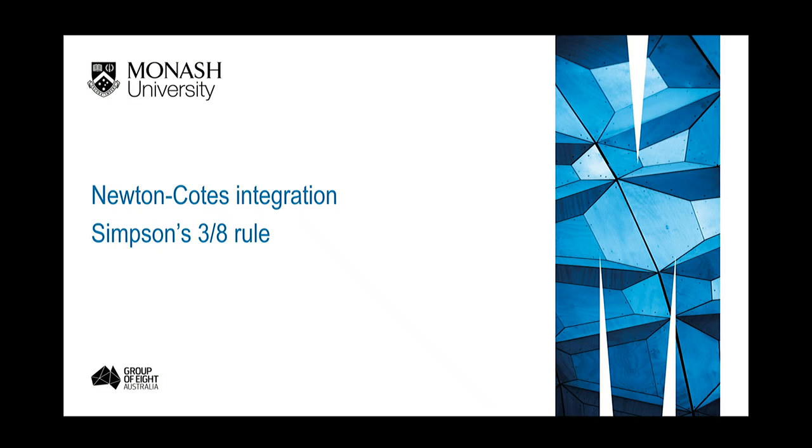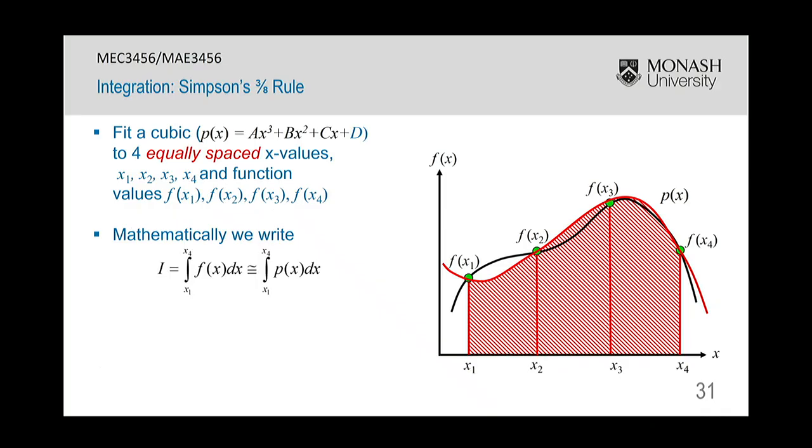The final Newton-Cotes integration formula that we're going to consider is Simpson's 3/8 rule. Again, this was covered in Eng 1060, so I'm not going to spend a lot of time on it. The idea of Simpson's 3/8 rule is that we have 4 data points, x1 through x4, and function values at each of these points, f1, f2, f3, and f4, and we're going to fit a cubic polynomial, given by this expression here, to these 4 equally spaced x values.